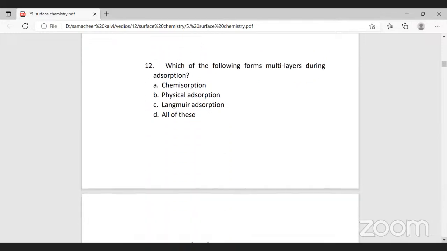Which of the following forms multi-layer during adsorption? Multi-layer. I've given you the difference between physical adsorption and chemical adsorption. So which of the following forms multi-layer during adsorption? Physical adsorption only forms multi-layer during adsorption. Hence, the answer is option B.